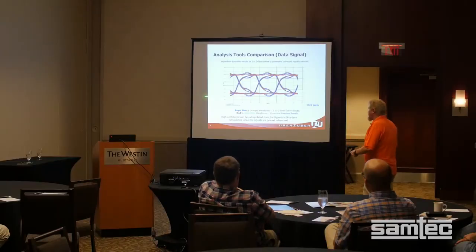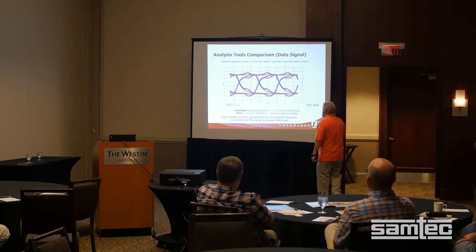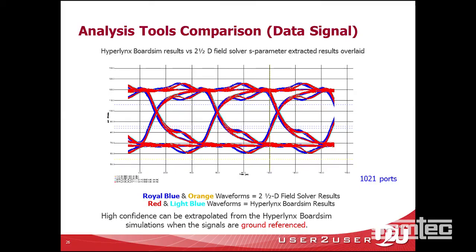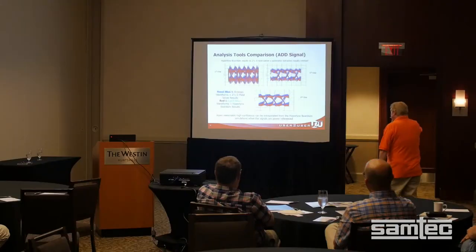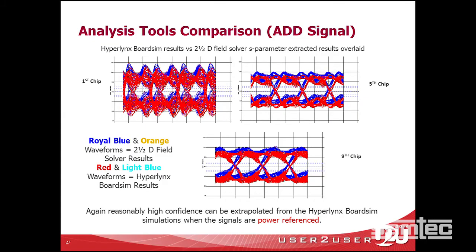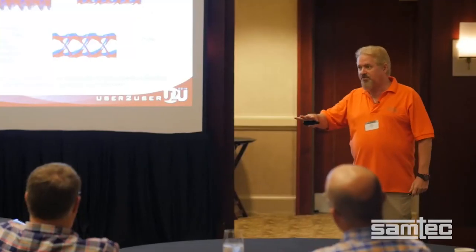So we did this with hyperlinks, and we also did it with a 2.5D. To do the same simulation took 1,021 ports. And if you've ever used any of these tools, you know that takes time. It's a pain. So we wanted to do that, and then we did it for the power referenced. And we felt pretty good about it. First, fifth, ninth. Any questions what I'm saying here?